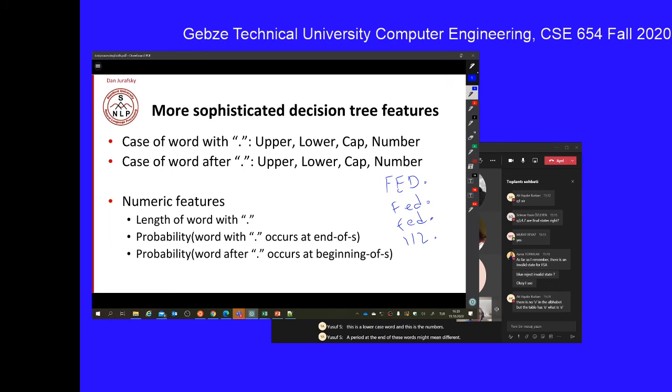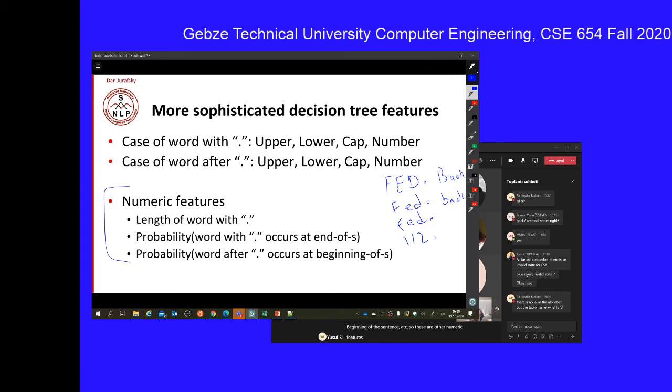Okay, case of the word after the period: if you start with a capital or small case, then I'm going to behave differently. These are some features, and also there are some numeric features: length of word with dot, probability of the word with dot, probability of the word at the beginning of the sentence, etc. So these are other numeric features.